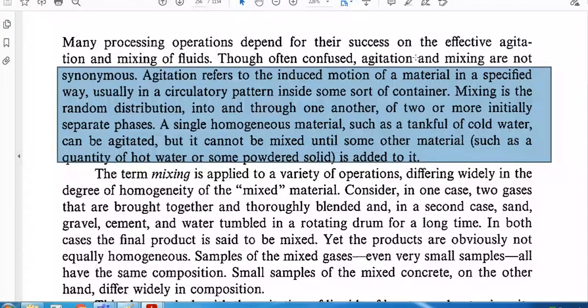And next one is, what is mixing? Mixing is the random distribution. We are not purposefully distributing it. Because initially, when you are pumping ammonia into water, what is the concentration of ammonia in the water? 0.